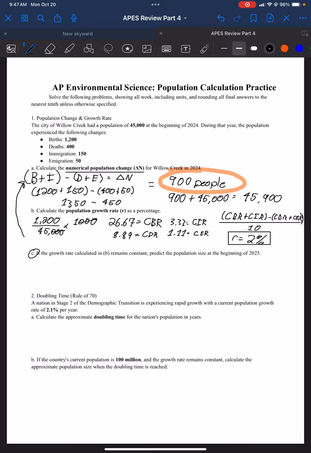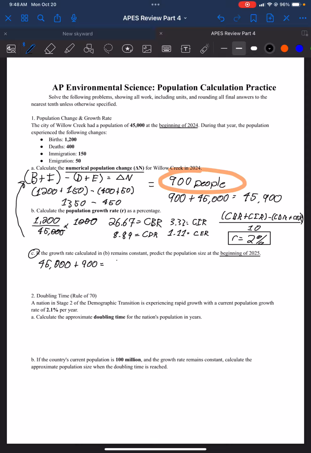So then C, if the growth rate calculated in B remains constant, predict the population size at the beginning of 2025. So we were starting off at the beginning of 2024, and it wants to know what it will be at the beginning of 2025. So 1 year's worth of growth, and we know how much it's going to change. We actually calculated 2 different ways it'll change. Now, you only need one of these, but we'll do both. Now, the super easy one, we know that we're going to add 900 people in 1 year. So it would be our starting population, 45,000, plus 900.